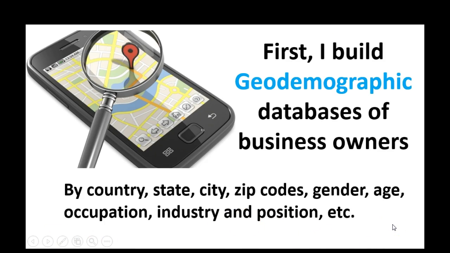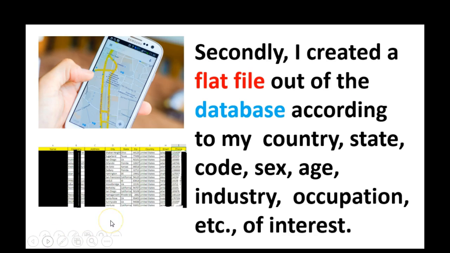First, I build geodemographic databases of business owners by country, state, city, zip codes, gender, age, occupation, industry, positions, and so on. For example, I have a 1 million database of people involved in forex trading. That is just an example. There are so many of them. So I organize this list according to my interest or niche market that I want to target.